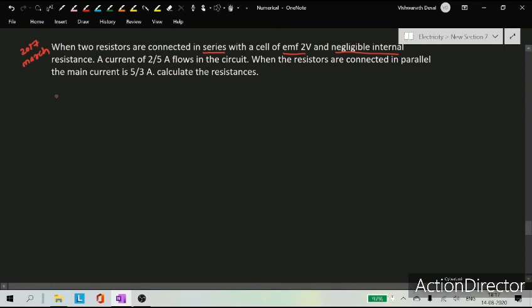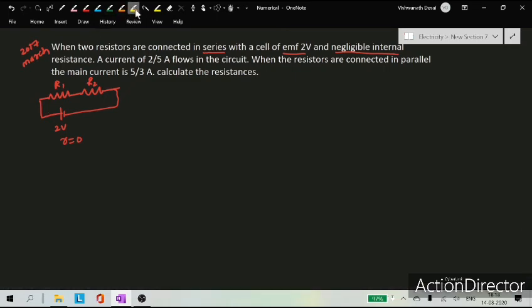Okay, two resistors are connected in series, you must know it. One is here and one is here, across a cell of EMF, how much? 2 volt. This is R1 and this is R2, they have not given them. Internal resistance is negligible, that means the internal resistance value is 0 for the cell. A current of 2 divided by 5 amps flows. So how much current will flow now? The current flowing is 2 divided by 5 amps.